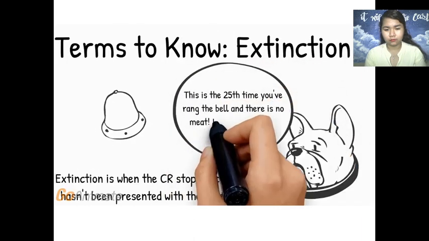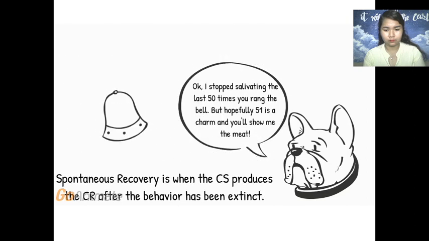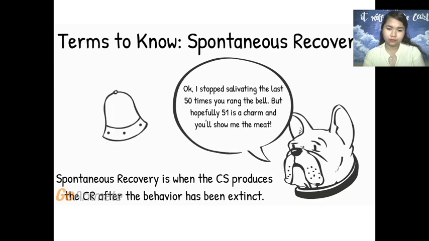It makes sense that if you ring the bell and don't show the dog the meat, the dog is going to stop associating the bell with the meat. And that's what extinction is. Extinction is when the conditioned response stops because the conditioned stimulus hasn't been presented with the unconditioned stimulus for a while. Let's say that you ring the bell enough times without the meat that the dog doesn't salivate to the bell 30 times in a row. But let's say the 31st time the dog salivates to the bell. This is what's called spontaneous recovery. Spontaneous recovery is when the conditioned stimulus produces the conditioned response after the conditioned response has stopped.